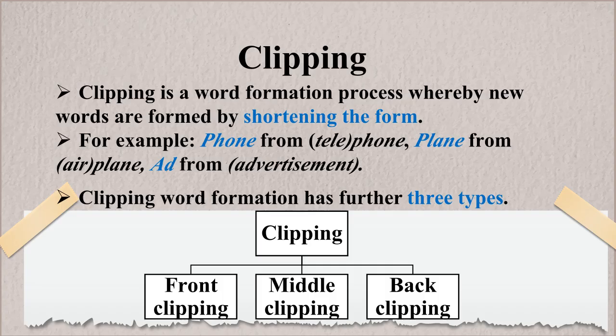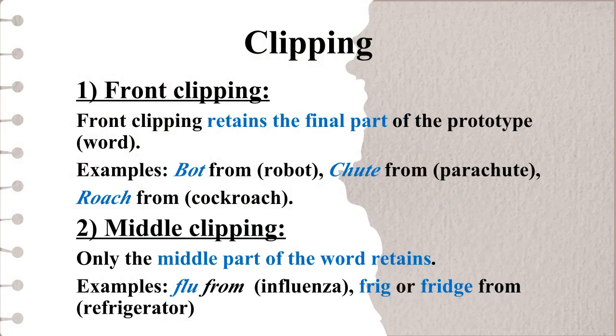Clipping word formation is interesting because it has further 3 types. And these are front clipping, middle clipping, and back clipping. So first we have front clipping. Front clipping retains the final part of the prototype or word.